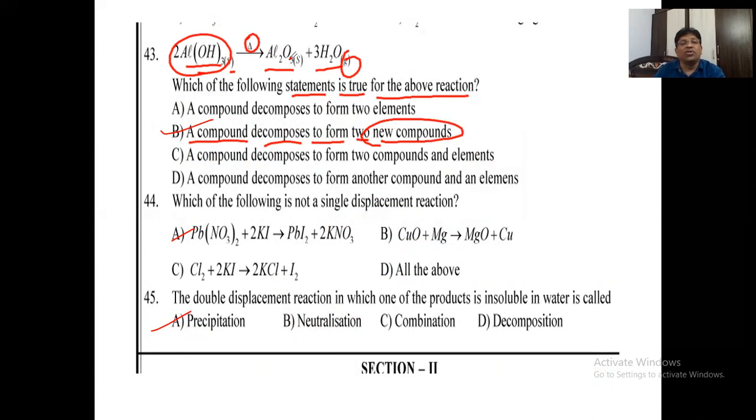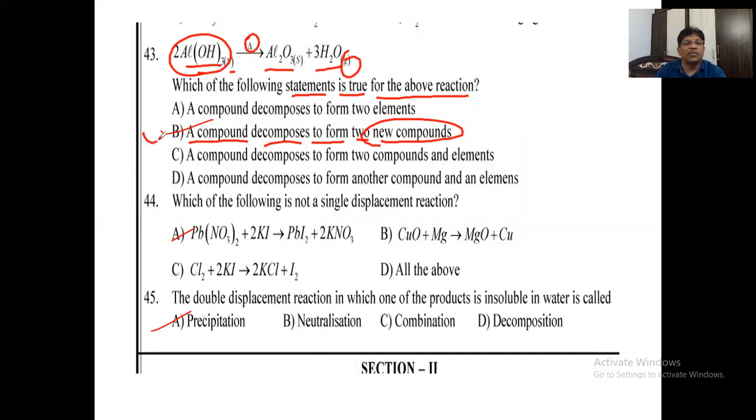Now, this Al2O3 is made up of 2 elements, a compound. H2O is made up of 2 elements, a compound. Al(OH)3 also is a compound made up of more than 2 elements. If a substance is made up of 2 or more elements, that is called a compound. If the substance is made up of only one kind of atoms, that is called an element. So one compound is decomposed into 2 other new compounds.